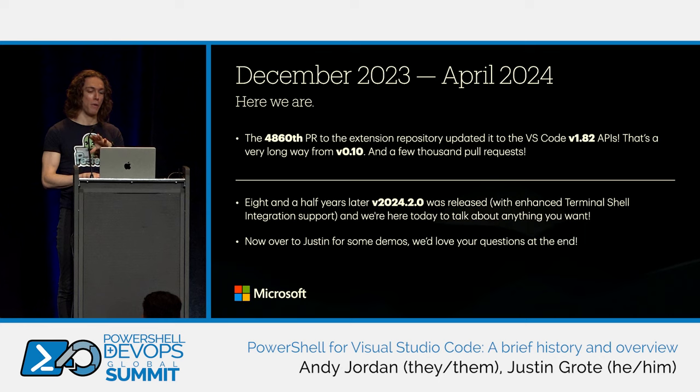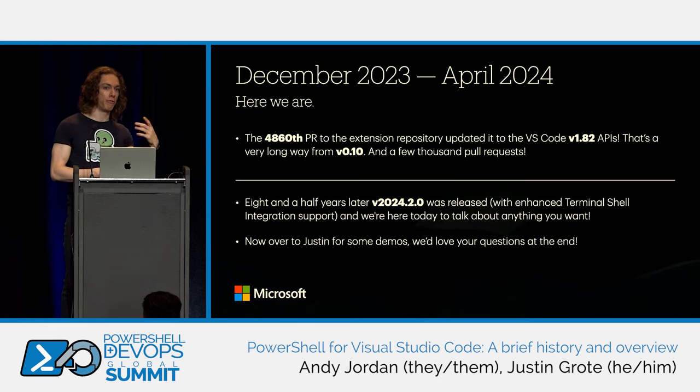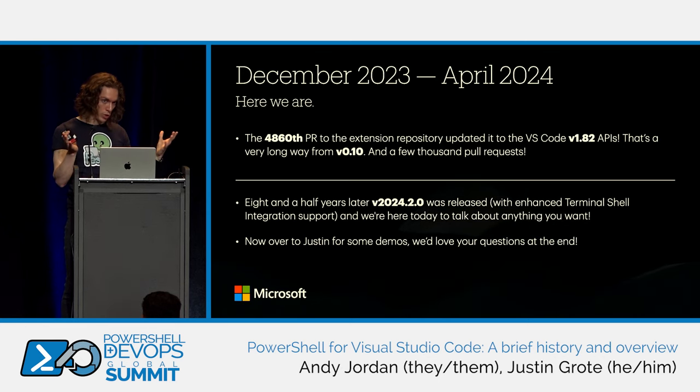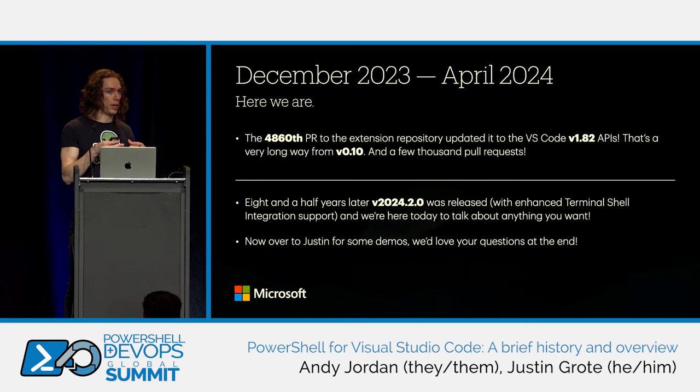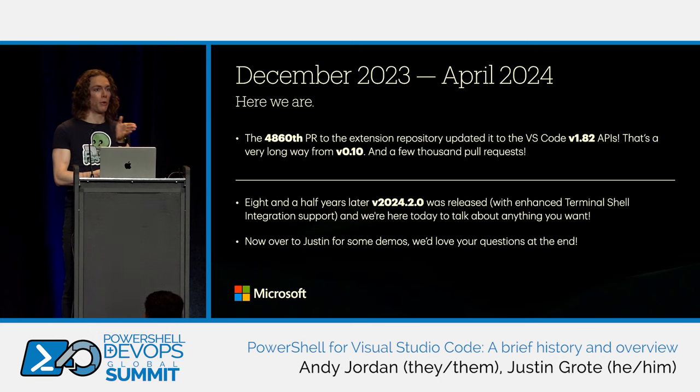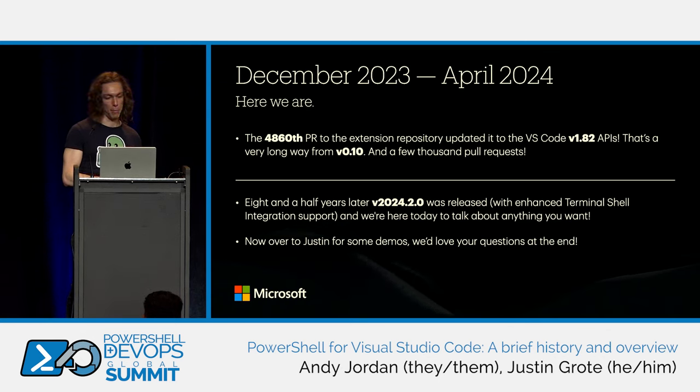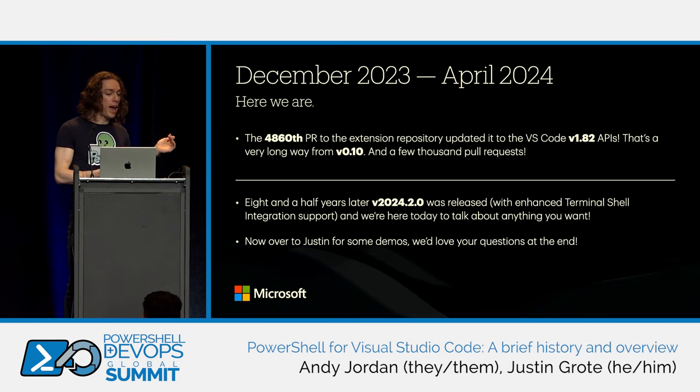Oftentimes, people ask, why is it so hard to adopt this new feature in VS Code? It's so much easier if you're writing a new extension against the latest APIs. But when you have something that was written against the 0.1 APIs 10 years ago, fast forwarding up to v1.82 is a lot harder than writing it from scratch, because you have to keep things working. It all interacts with the rest of the extension. And we've gone through quite a few thousand pull requests. So yeah, we're at 8.5 years later.